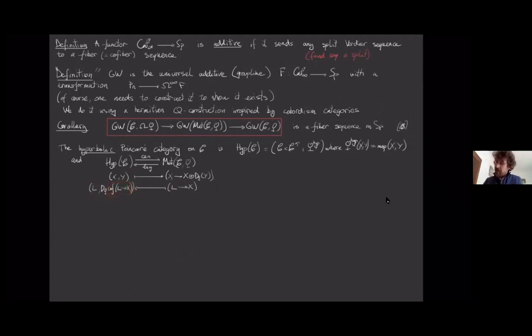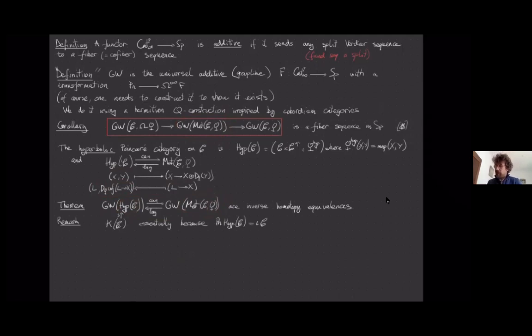And it happens that if you apply GW to these arrows, well, you get inverse equivalences. So in some sense, this metabolic category that depends on the quadratic functor is actually, after applying GW, giving you something that does not depend on the quadratic functor. And so you can replace that middle term by GW of the hyperbolic category.